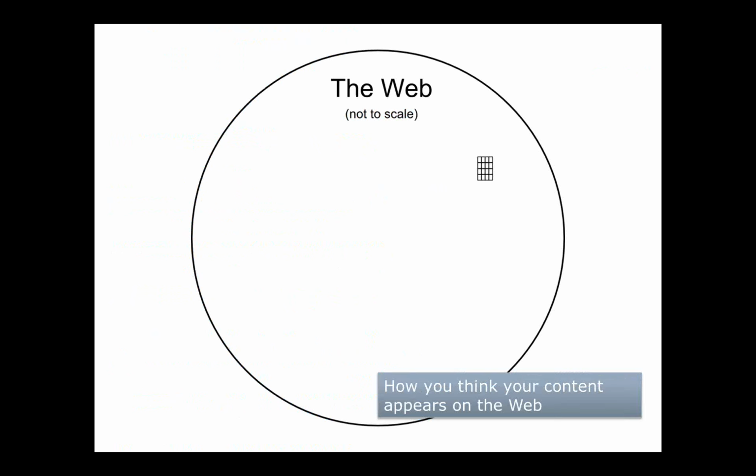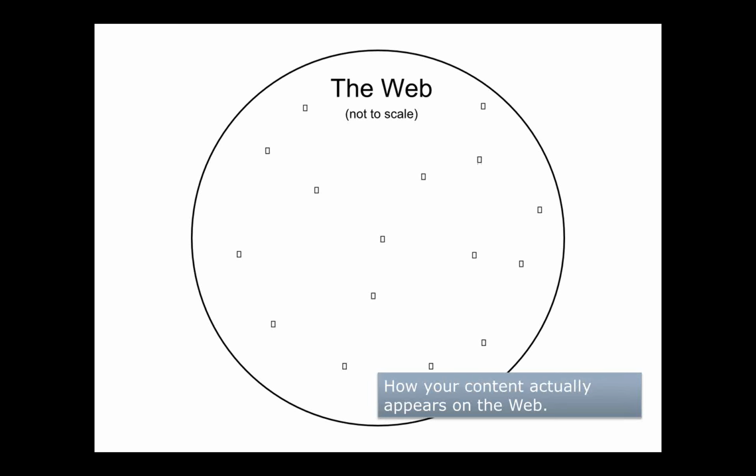One of the consequences of this that we looked at is that we are used to thinking of our content as appearing in a neat, well-organized block. So if we think about our content on the web, then we think of the web as being this huge thing, and we have our little corner of it that's all nicely organized. And we think that that's how people see our content. They come to our site and say, oh, what a lovely site, and they navigate around our site. That's not how it actually works.